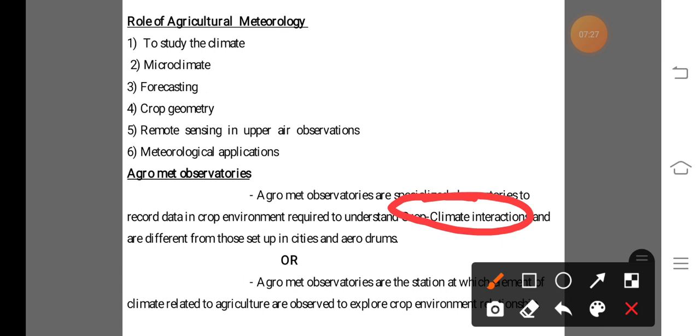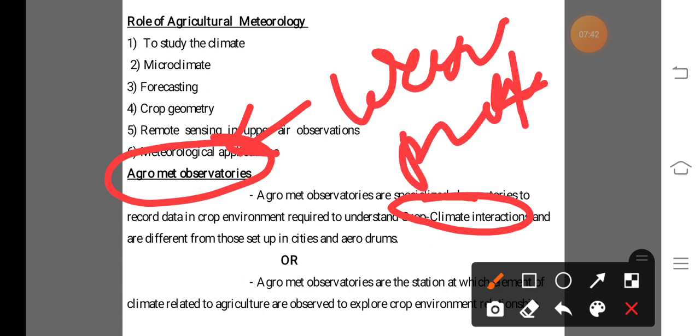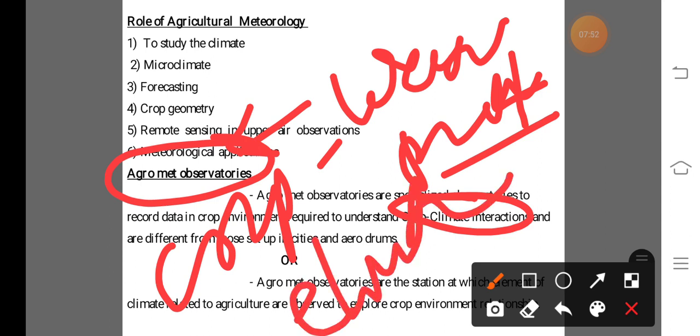That means in simple language, an Agromet observatory means the observatory which is installed at any place or any city to record the different weather or climatic parameters, and to find out the relation between crop and their environment or climate. So this is known as the agrometeorological observatory.